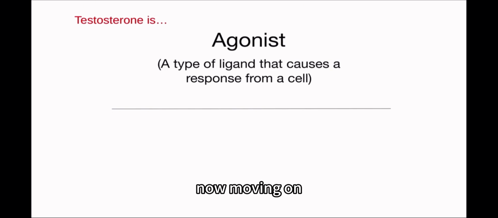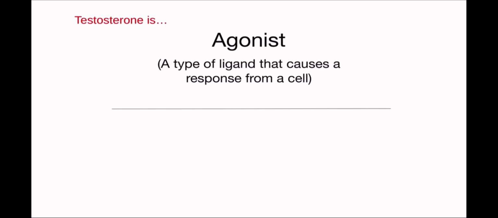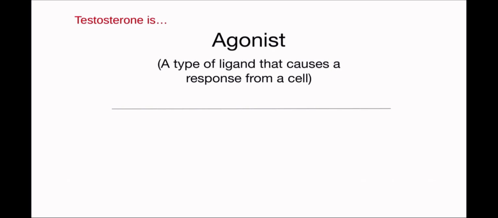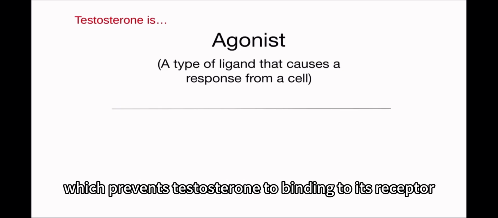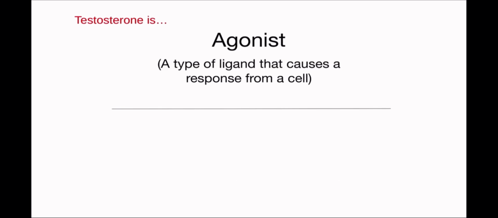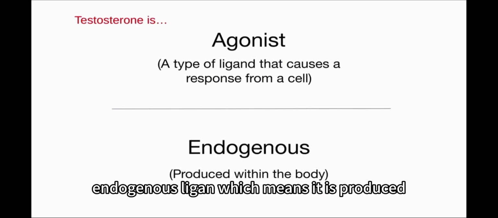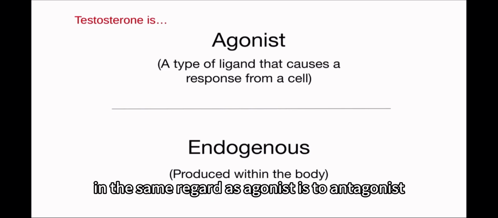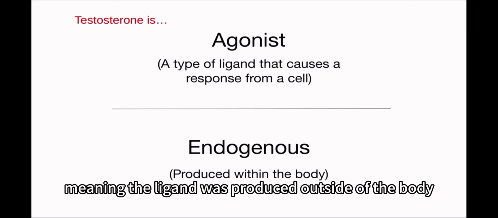Now, moving on, we need to talk about what the opposite of an agonist is, which is an antagonist. An antagonist ligand is a ligand that prevents a response from occurring within the cell. An example of this would be an anti-androgen, which prevents testosterone from binding to its receptor. Now, testosterone is also an endogenous ligand, which means it is produced from within the body. And something that is the complete opposite, in the same regard as agonist is to antagonist, is endogenous is to exogenous. Exogenous meaning the ligand was produced outside of the body.